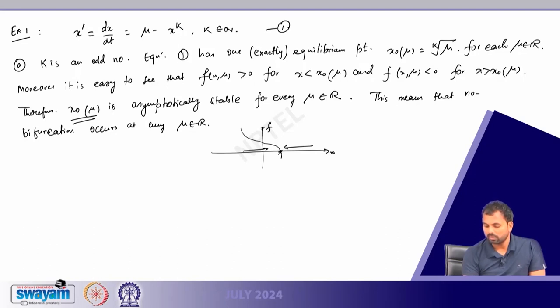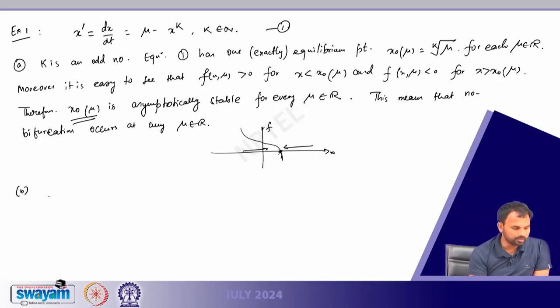When x is greater than x0(mu), then it is negative, and therefore we have only one equilibrium point, showing that there is no bifurcation for any value of mu. Now, similarly, let us look at the case when k is even.